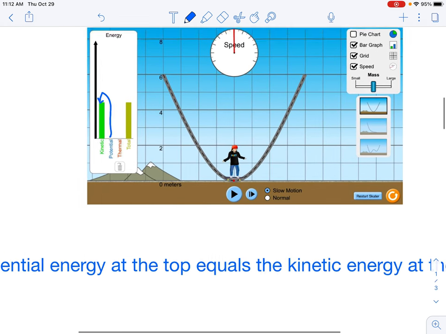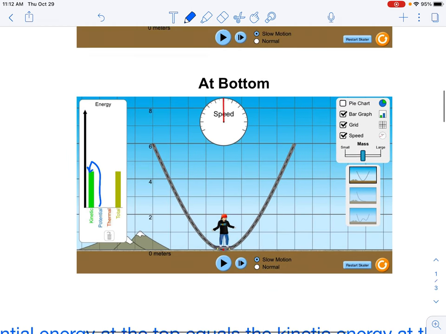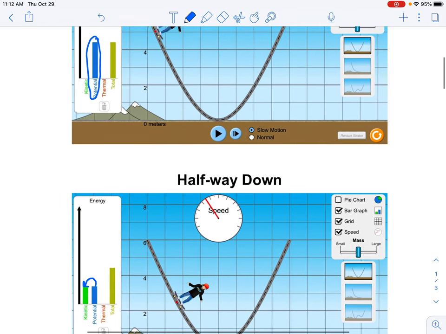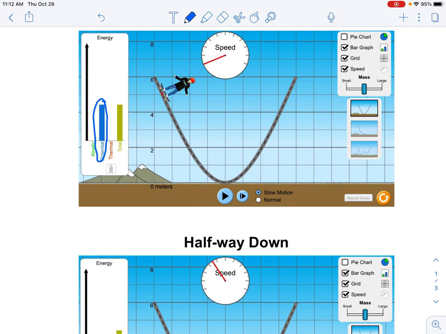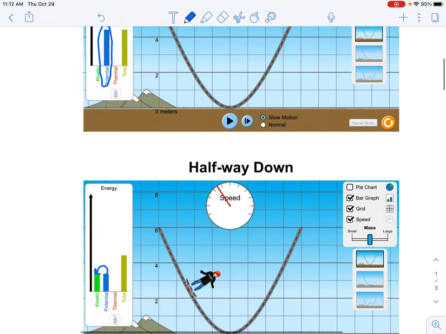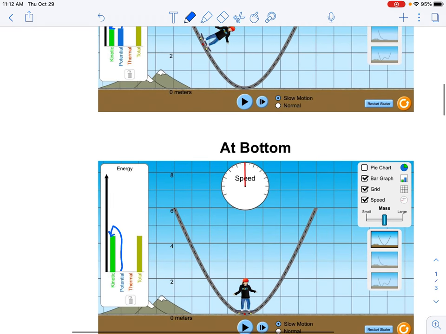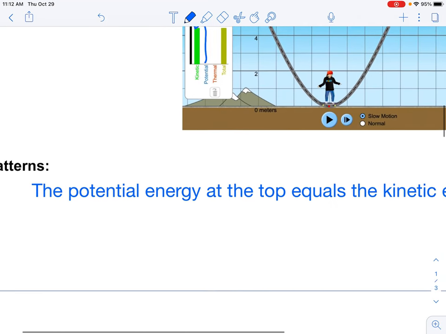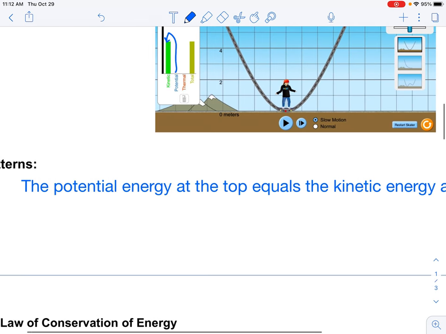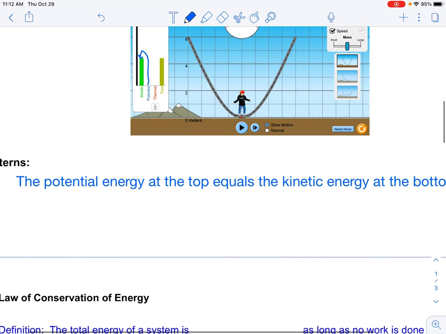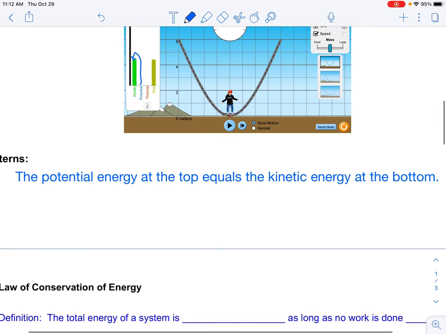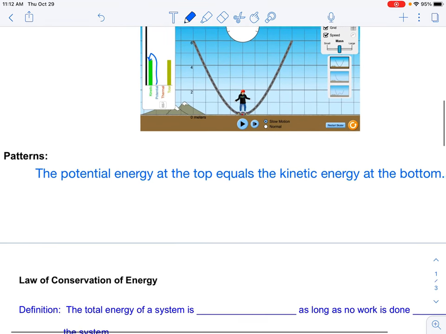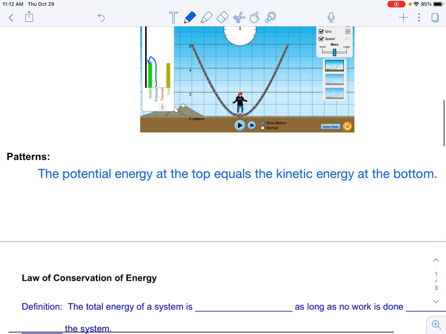So we can see, however, that the potential energy that he started with at the top equals the kinetic energy that he ends up with at the bottom. So as far as patterns go, that's a big one. The potential energy at the top equals the kinetic energy at the bottom. So go ahead and pause and take a moment to record this observation.